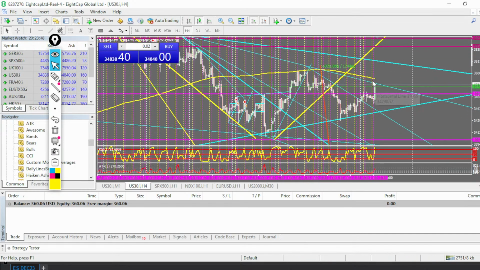All right, so around this level, we have here for price to reject, and if price gets beyond that, we can get all the way up here. So it looks like there is a lot of room for price to move up.